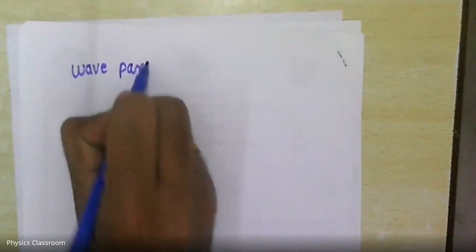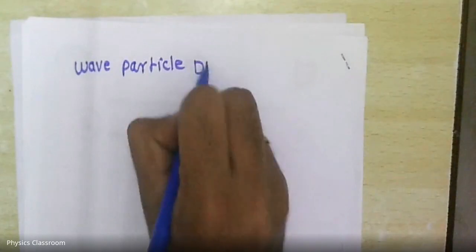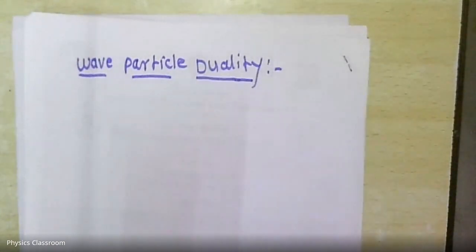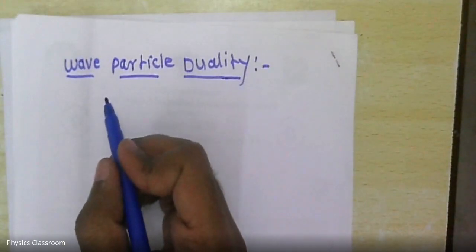Class of quantum mechanics. Today, the first unit is matter waves, and here we have to study the first point named wave particle duality. Wave particle duality. Today we have studied this point.